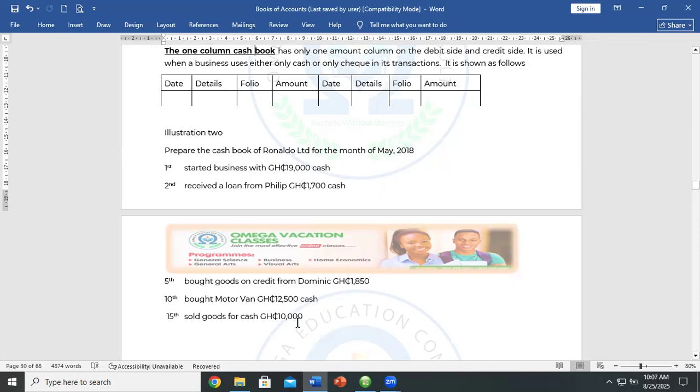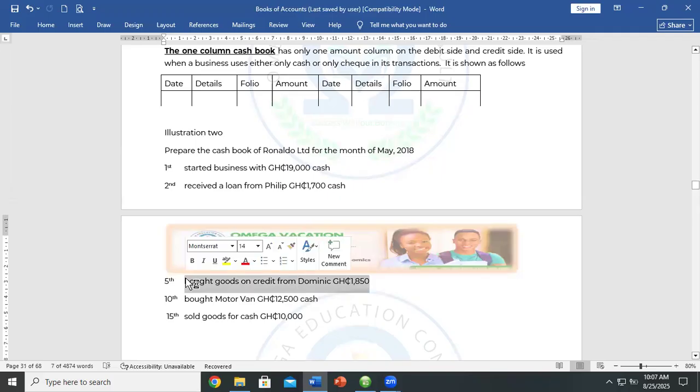So professors, reading the transaction, you are getting the impression that all are on the basis of cash, except on the fifth, which was goods bought on credit, right? Now let me get your opinion on that transaction before we even continue. Bought goods on credit from Dominic. Would it be in the cash book?